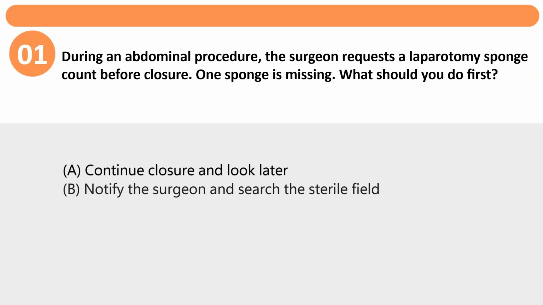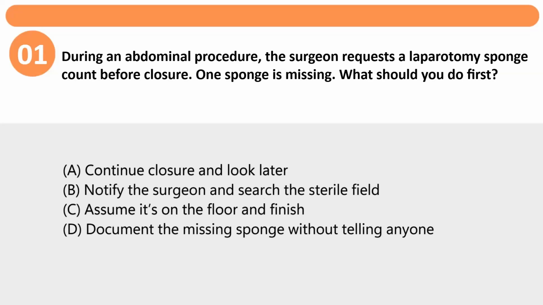During an abdominal procedure, the surgeon requests a laparotomy sponge count before closure. One sponge is missing. What should you do first? A. Continue closure and look later. B. Notify the surgeon and search the sterile field. C. Assume it's on the floor and finish. D. Document the missing sponge without telling anyone.